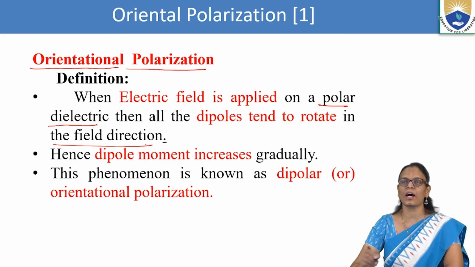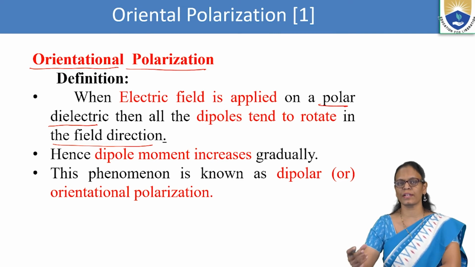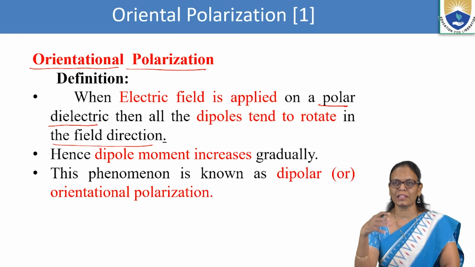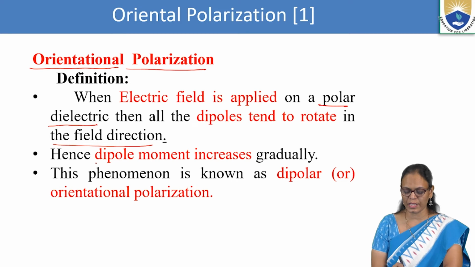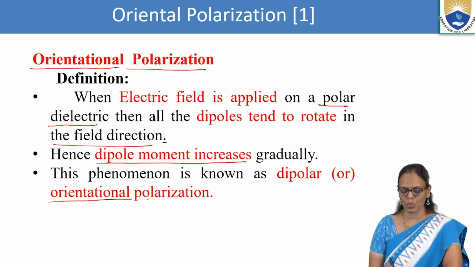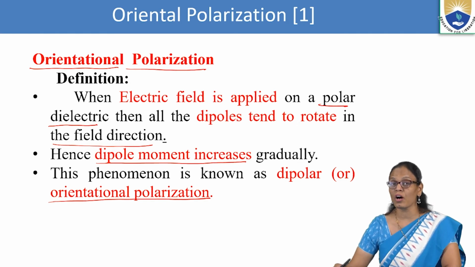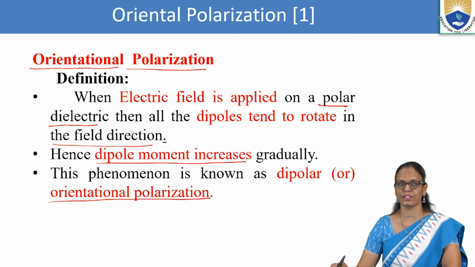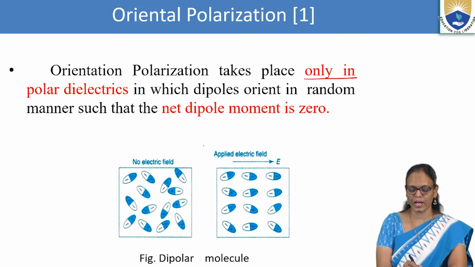So what is a polar dielectric? A polar dielectric is a dielectric in which there is separation of charges. Already there are different dipoles, but the dipoles are arranged in a random fashion. So what happens here is the dipole moment increases gradually. And this phenomenon we are calling it as orientational polarization. So orientational polarization is due to orientation of the dipoles of a polar dielectric due to electric field. So this takes place only in polar dielectrics.